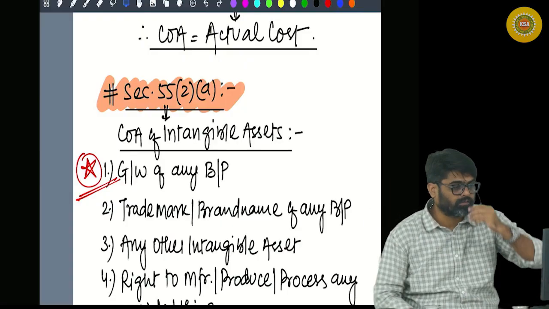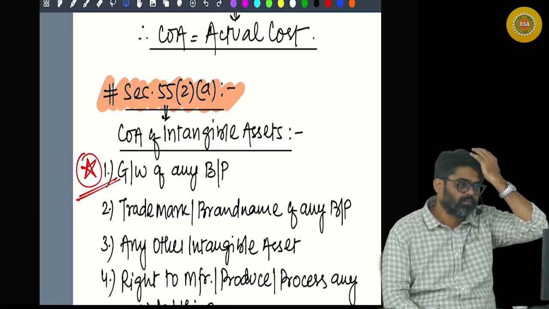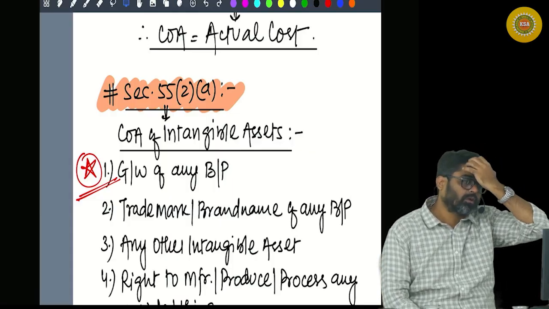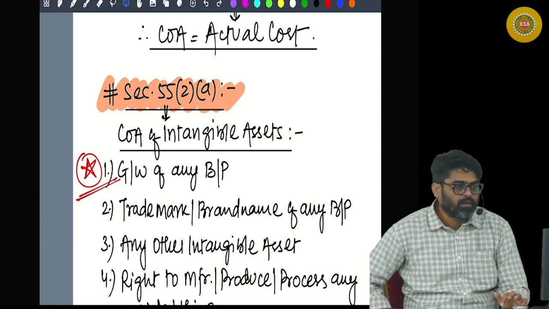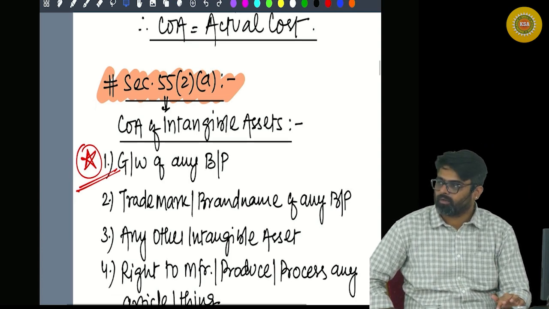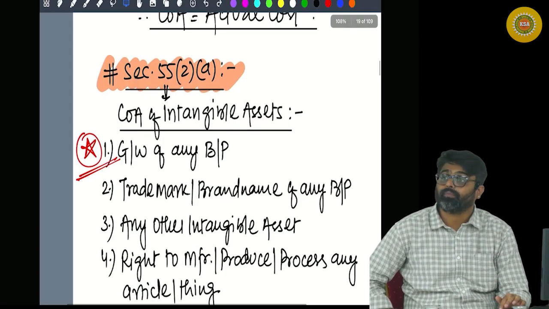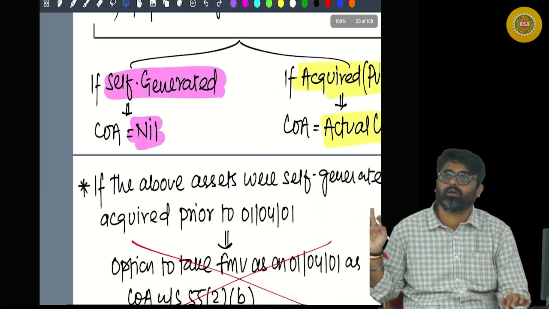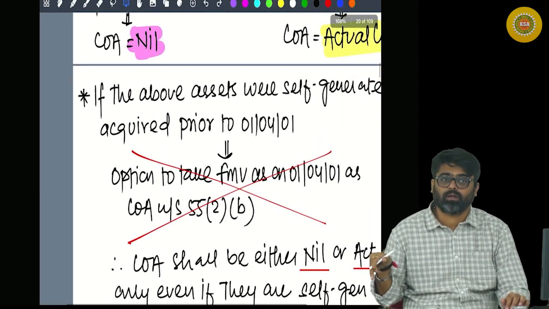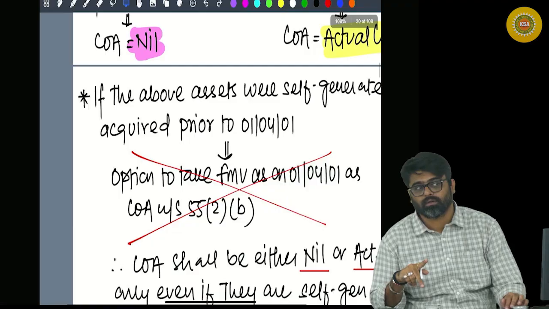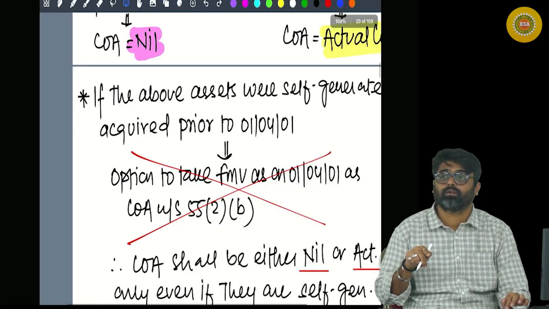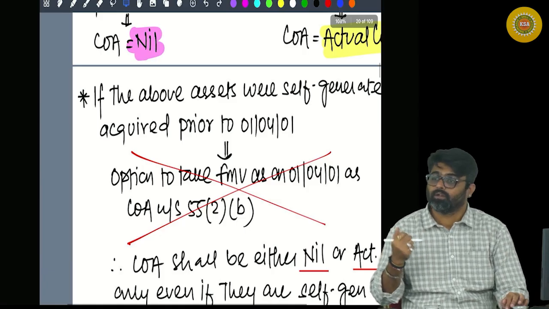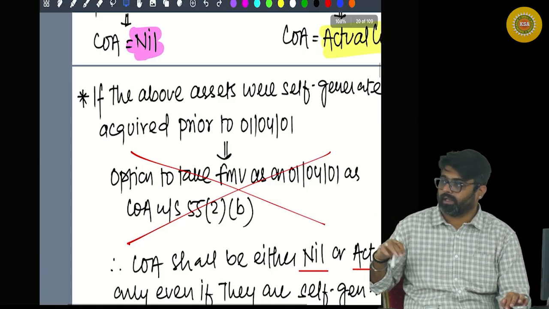Now wait. Period of holding of these assets. Will you check 36 months or will you check 24 months? If the date of transfer was prior to 23rd July, 36 months, 36 or less. Cost of acquisition, cost of improvement you know, will you take indexation? No. If the period of holding was more than 36 months, will you take indexation? Cost of acquisition, cost of improvement you know, take the indexation.